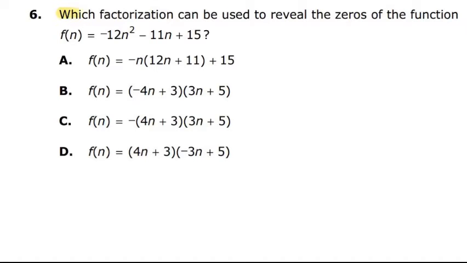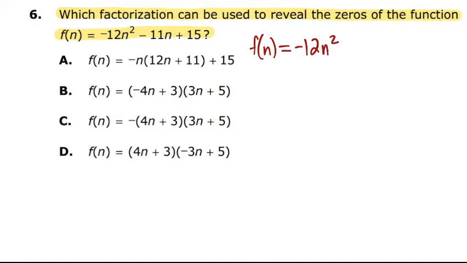So here's number 6, a factoring question. It says, which factorization can be used to reveal the zeros of the function? f of n is equal to negative 12n squared minus 11n plus 15. Factoring is a little difficult, so I do recommend you look up more videos or ask your teacher.